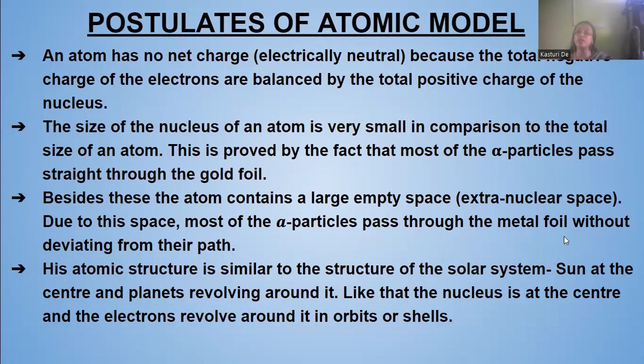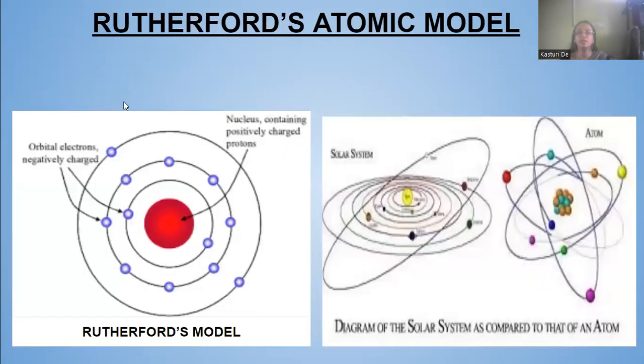Now, this atomic structure is similar to the structure of the solar system. The sun is at the center and the planets are revolving around it. Like that, the nucleus is at the center and the electrons are revolving around it in their orbits. This is the picture of Rutherford's atomic model, and this is the solar system. The nucleus may be compared to the sun, and the electrons revolve around the nucleus like the planets of the solar system in their orbits.